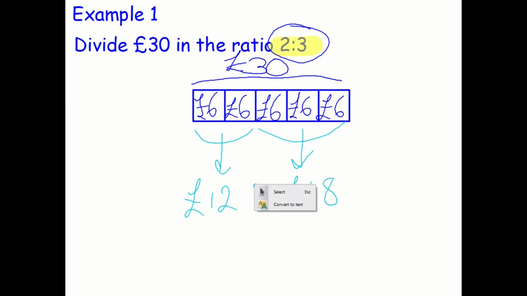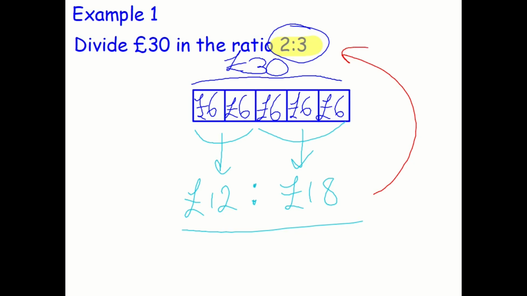So your final answer, if you are asked to divide £30 in the ratio 2 to 3, you would present your final answer like this: 12 to 18. If you've been practicing simplifying ratios, you might notice that if you simplify this, you get back to 2 to 3. But we don't want to do that. This is how you must leave your answer. Don't be tempted to simplify it because you're just going to get back to that, which is going to be no good to anyone.